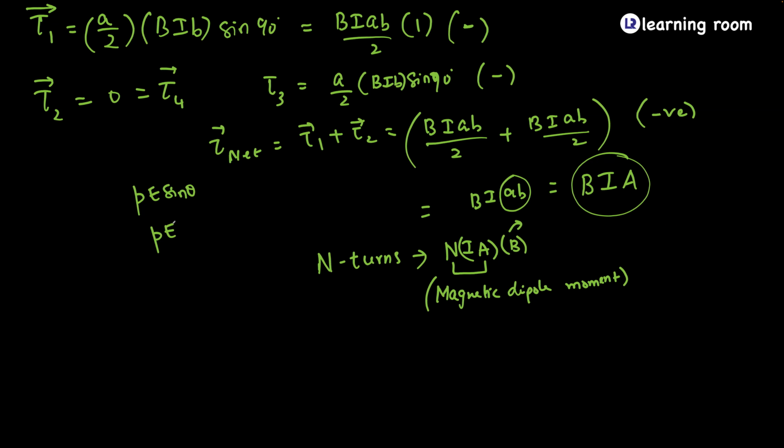Are you able to understand? So when you place any dipole in any magnetic field, the expression for torque will come out in such a way that it is always a product of dipole moment and that field.